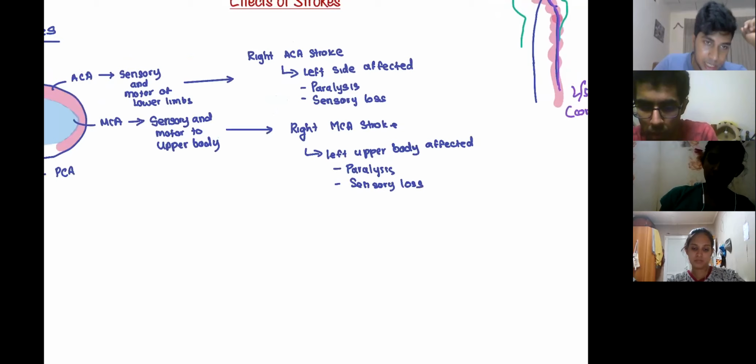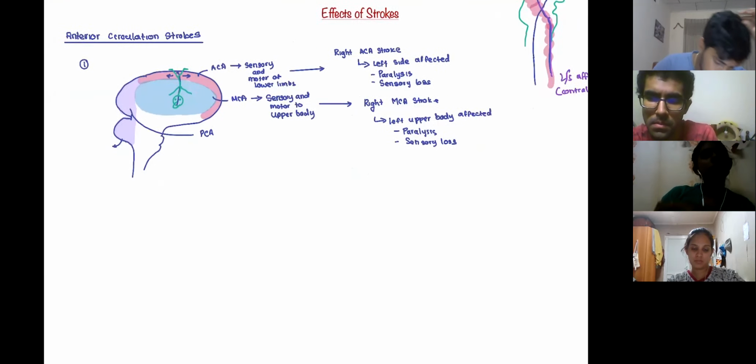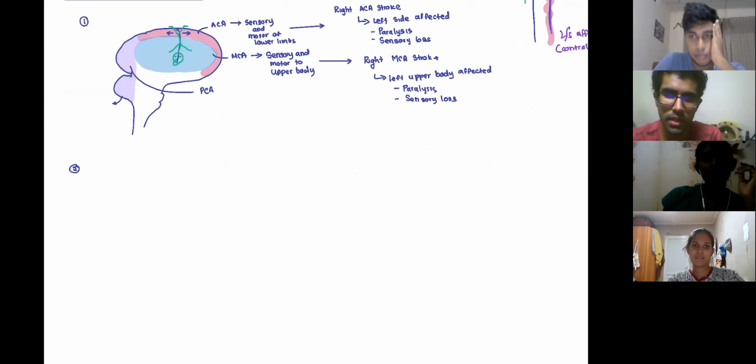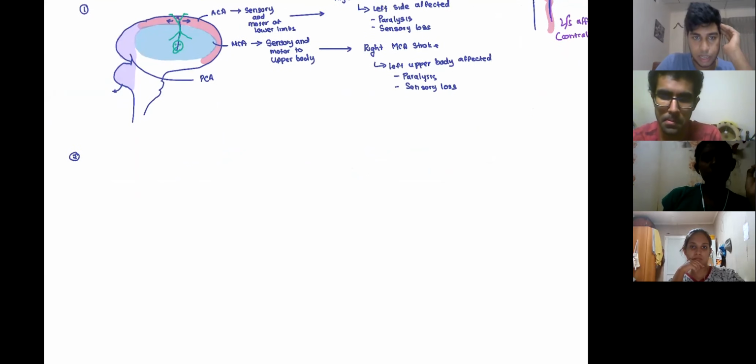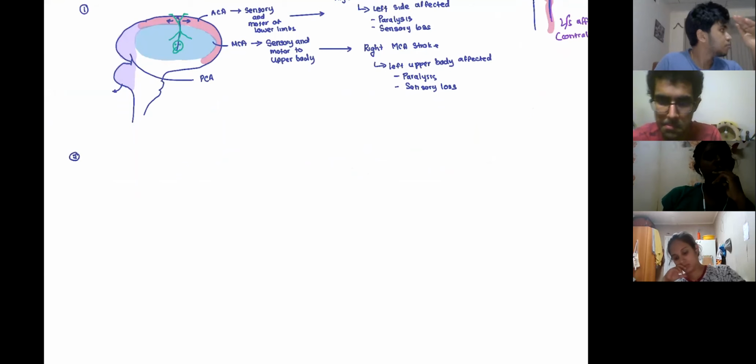Now, can someone tell me in which side of the brain do we get our language center? Most of the times it's the left hemisphere, but sometimes it can be right. Remember this. In patients, okay, not patients. Give me a second.